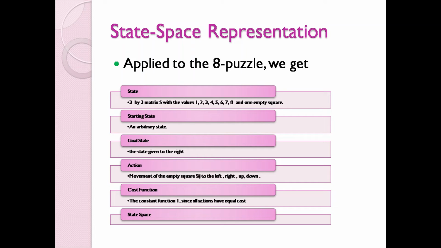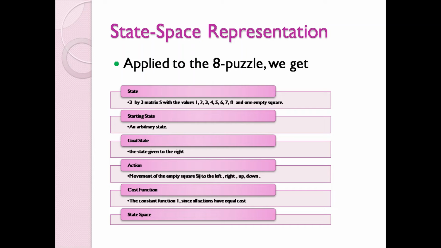The goal state should be arranged in a particular order. An arbitrary state, for example, is the state given on the rightmost. I have given the goal state in order from 1 to 8. That is my goal state.